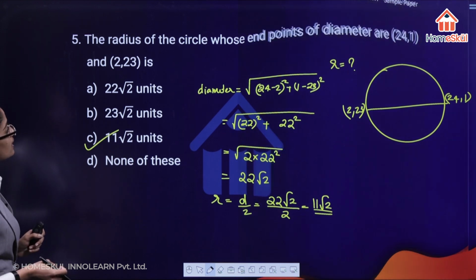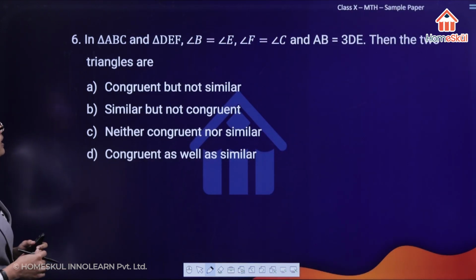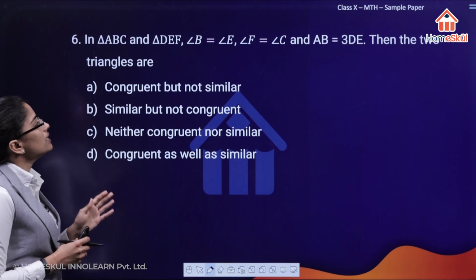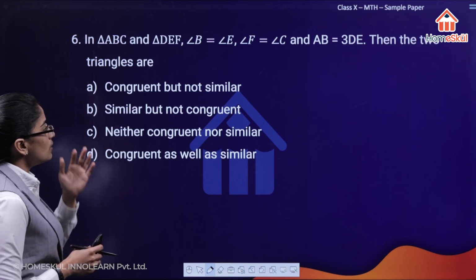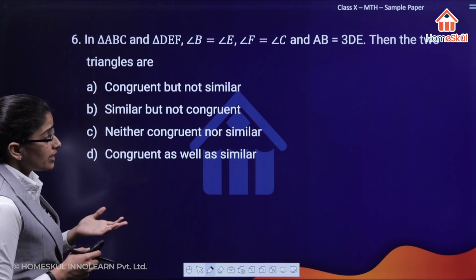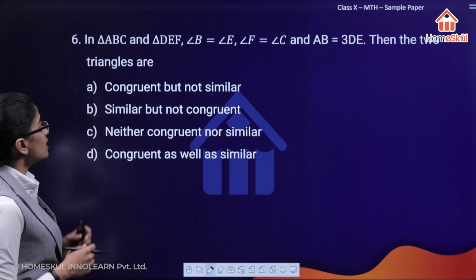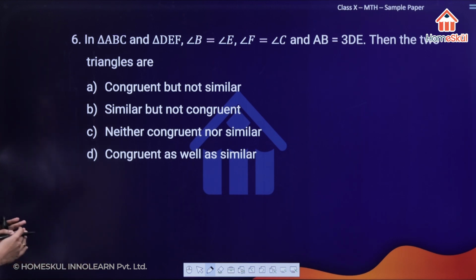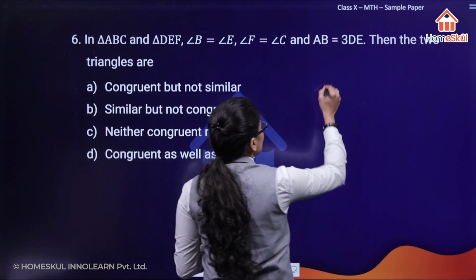Okay. Next question. Sixth question. In triangle ABC and triangle DEF, angle D is equal to angle E, angle F is equal to angle C, and AB is equal to 3 times DE. Then the two triangles are: option A, congruent but not similar; option B, similar but not congruent; option C, neither congruent nor similar; and option D, congruent as well as similar. Okay. So here, let's draw a rough diagram.